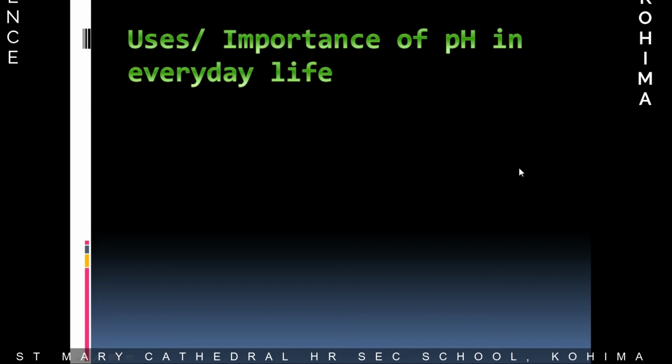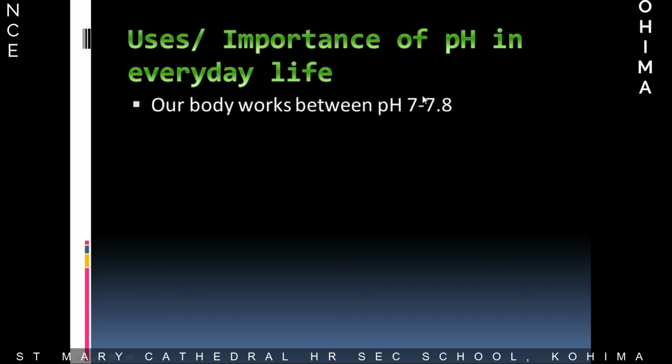Now, uses or importance of pH in everyday life. Why do we have to study pH? Why do we even have to consider the scale? Let us see the points over here. The first point is that our body works between a pH of 7 to 7.8. If something is wrong in our body, we measure the pH of our body, whether it is balanced or not.